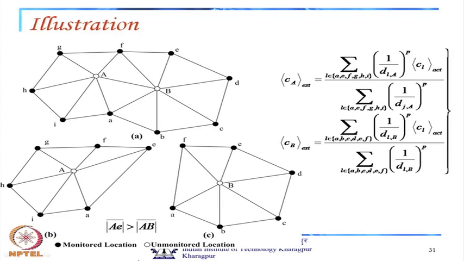One illustrative example: let us say we have this configuration where A and B, two wells, are unmonitored locations, but at the other locations we have monitored data. If we draw this triangular neighborhood, then for A, E is the neighborhood location, and in case of B, F will be the neighborhood location. But the problem is that the distance AE is far compared to AB.